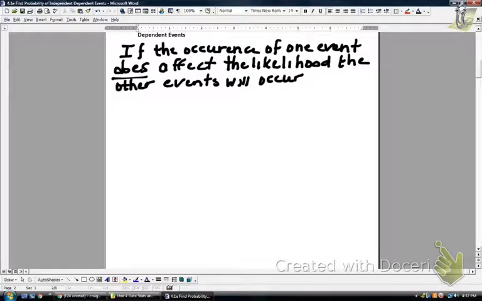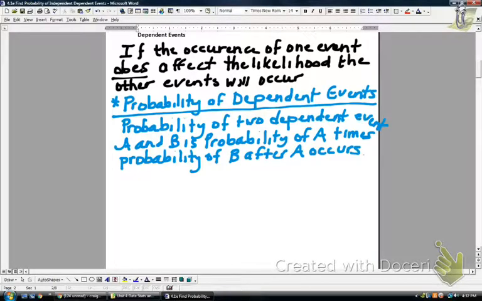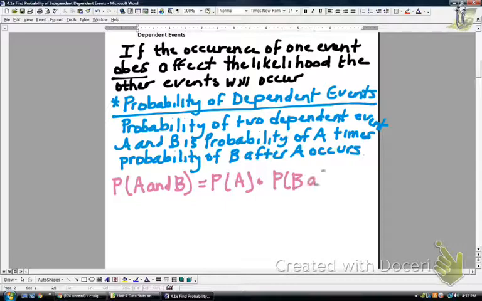Dependent events are if the occurrence of one event does affect the likelihood the other events will occur. Alright, so the probability of dependent events is the probability of two dependent events, A and B, is the probability of A times the probability of B after A occurs. So there's the words as Ms. Bernowski would write it. And then for a mathematician, the probability of A and B equals the probability of A times the probability of B after A occurs.